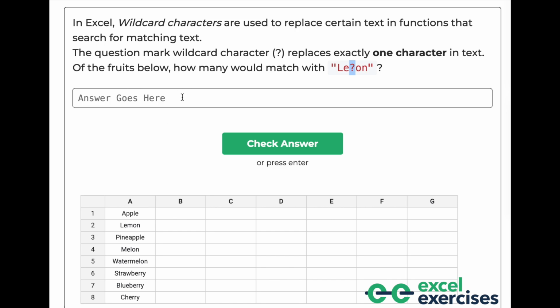Of the fruits below, how many would match with this pattern? We have one.